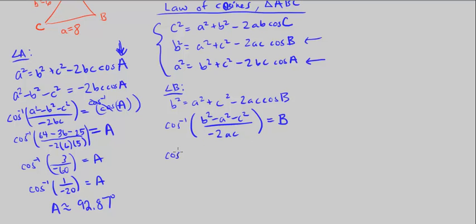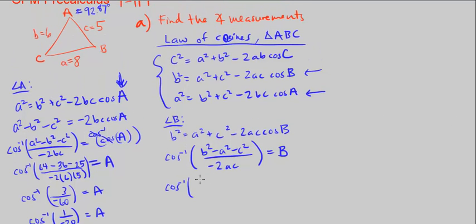Okay, so then let's plug these in. B squared, so let me move back so I can see what B is. B is 6, so it's 36, minus A squared is 8, so minus 64, minus C squared is 25, divided by negative 2 times A is 8, and C is 5. Okay, so 36 minus 64 minus 25 is negative 53. 2 times 8 times 5 is 80, so that's negative 80 because it's negative.